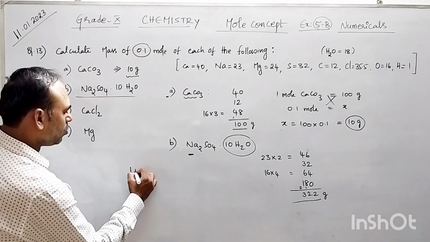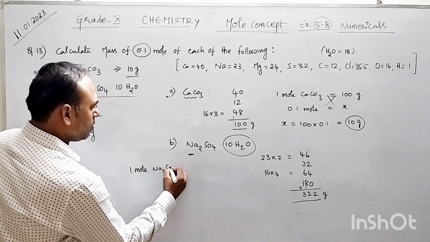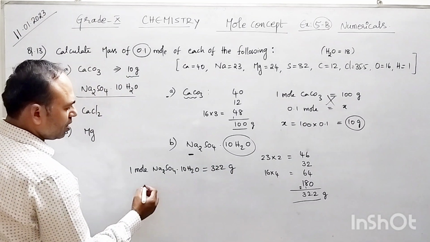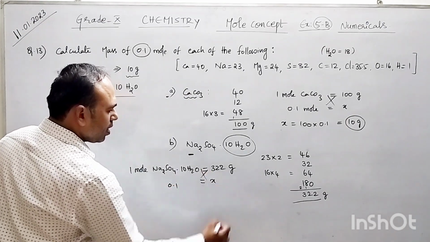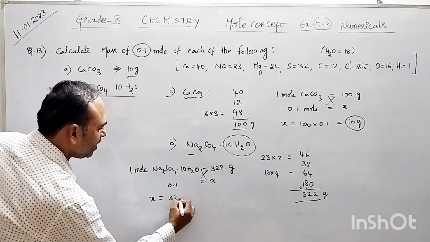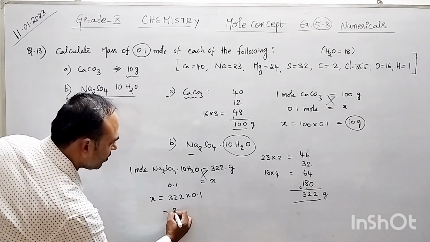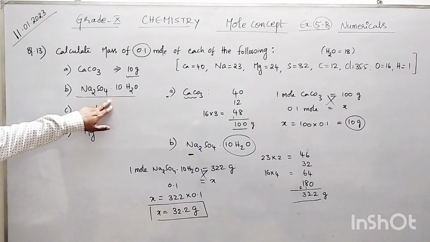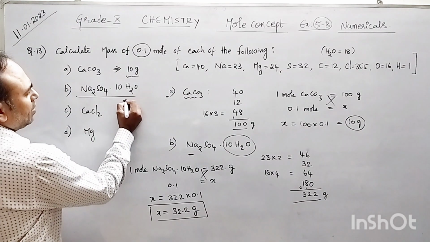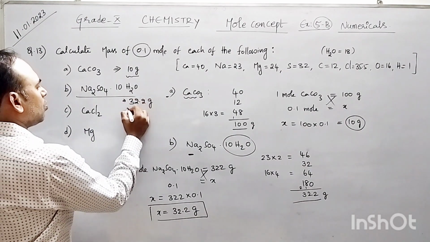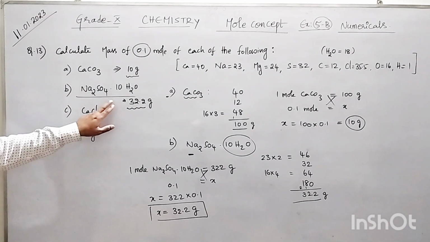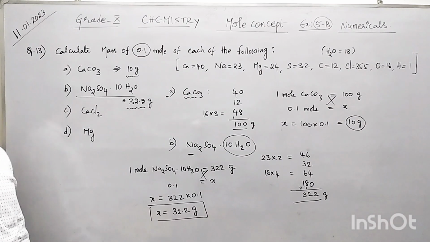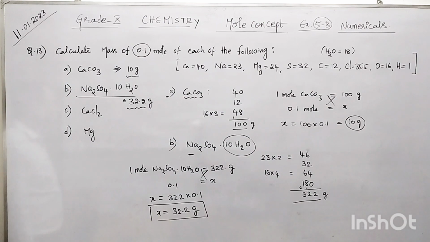So we can write like this: 1 mole of Na2SO4 dot 10H2O is 322 grams. If you take 0.1 mole, take it as X. Now X will become 322 into 0.1, so we have 32.2 grams. So 0.1 mole of sodium sulfate decahydrate is equivalent to 32.2 grams. Hope you have understood this. I am writing the answers adjacent to this. You can calculate calcium chloride and magnesium by applying the same method. Make it fast. You can calculate in less than 1 minute.